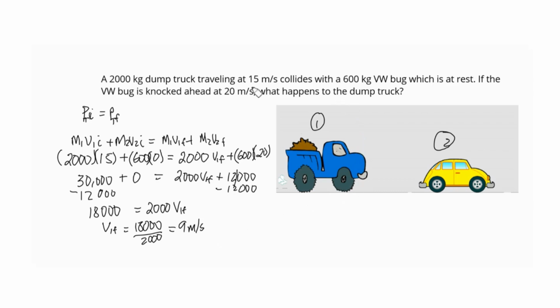So this dump truck, which was originally traveling at 15, collides with this VW bug, which is at rest. It gives the momentum to him and loses that momentum himself, and now is moving at 9 meters per second. Real important thing to understand is there's only two things in our system. If our total momentum that we started off with was, in this case, 30,000 kgm/s, then the final momentum total is also 30,000 kgm/s. Anything he loses, this one must have gained.